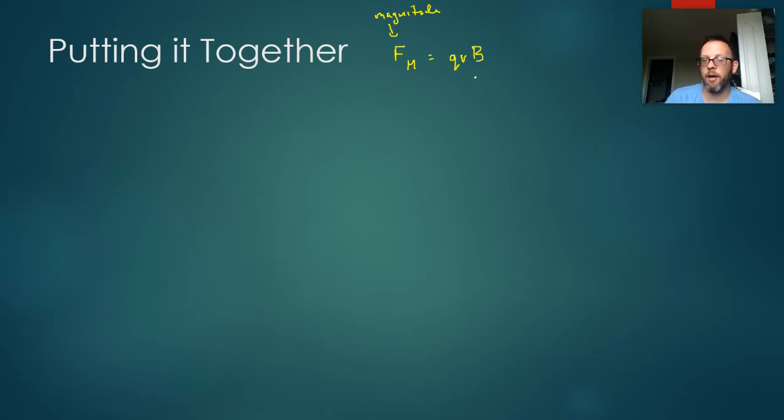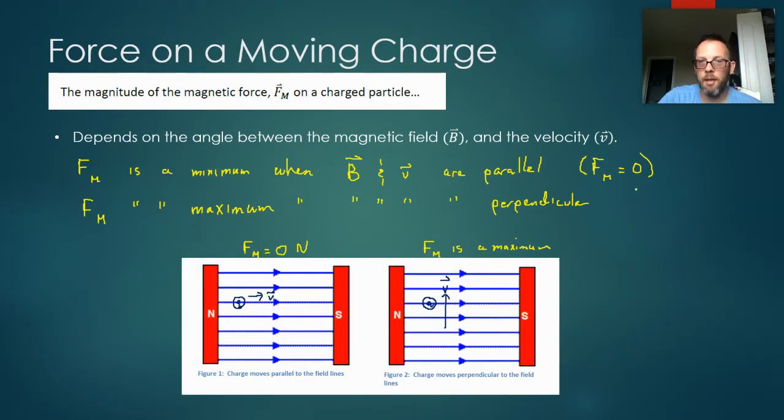Now, how do we address the angle? Do you guys know a function that is 0 for an angle of 0 degrees? That would be, if the velocity vector and magnetic field are parallel, the angle between them would be 0. And when they're perpendicular, the angle would be 90. Do you guys know a function that's 0 at 0 degrees and is a maximum when theta is 90 degrees?